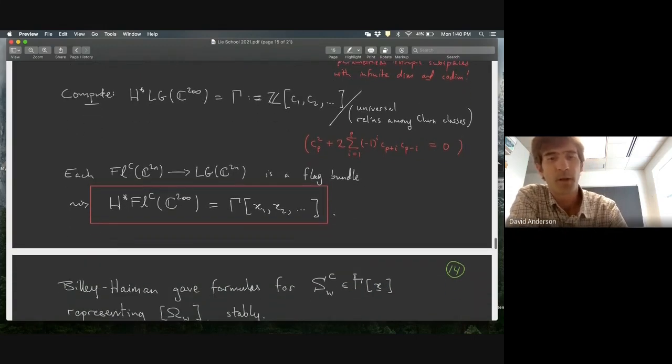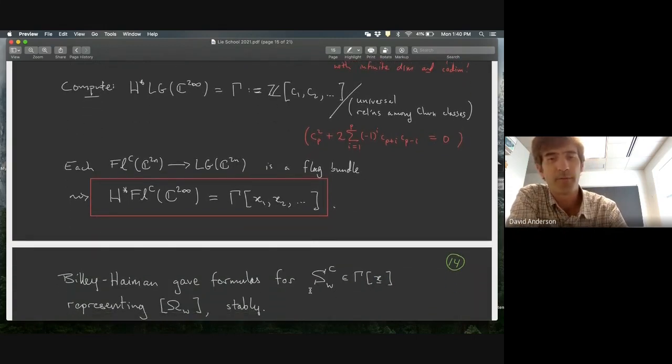Okay, and so Billey and Haiman essentially realized this, and they defined a Schubert polynomial to be the element of this cohomology ring, which represents a Schubert class in this stable sense. But what they really did is they gave a formula. They gave a bunch of formulas for these things.